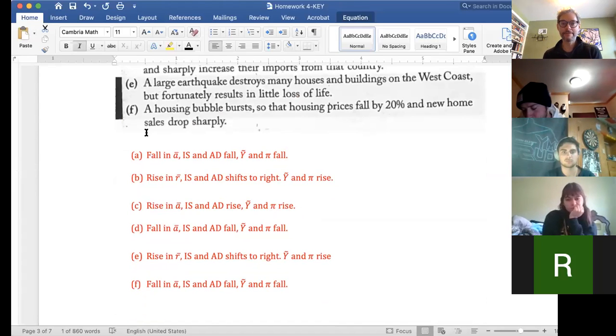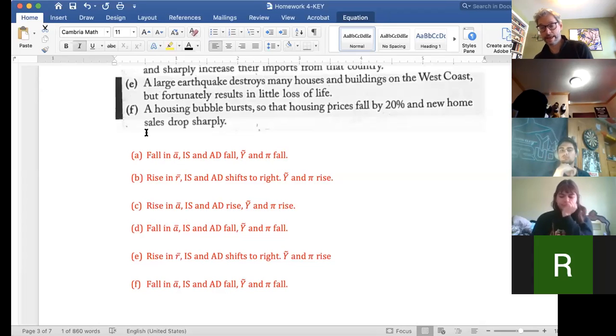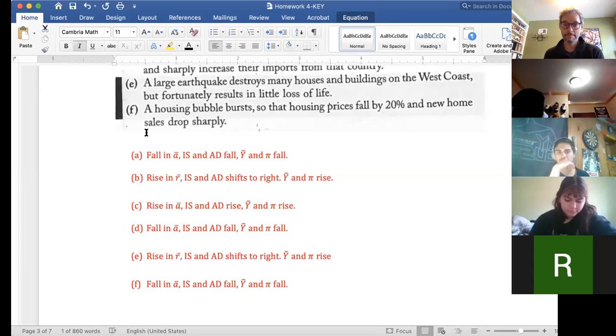And once again, this is similar to question number 1 on your homework, about what happens if there's a change in the marginal product of capital, or what happens if there's a change in R bar. And R bar shifts your IS curve, right? So if there's an increase in R bar, your IS curve moves to the right. And if there's a decrease in R bar, your IS curve moves to the left.